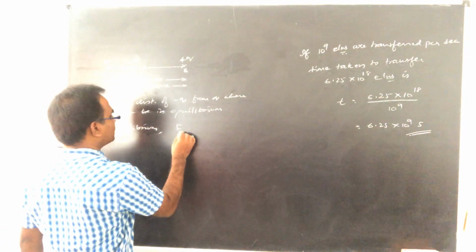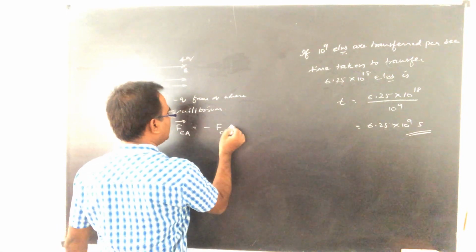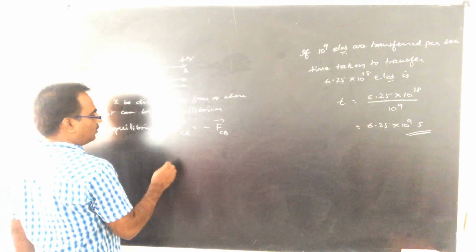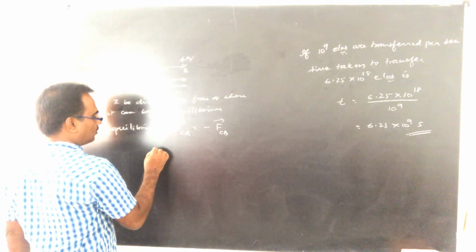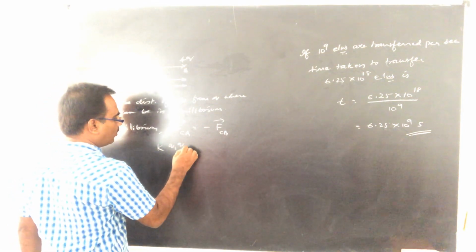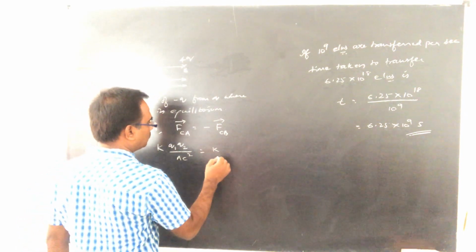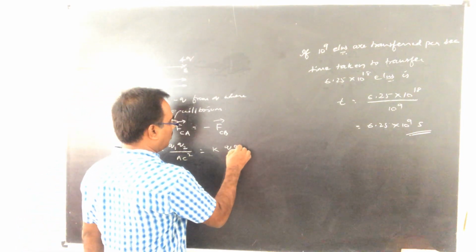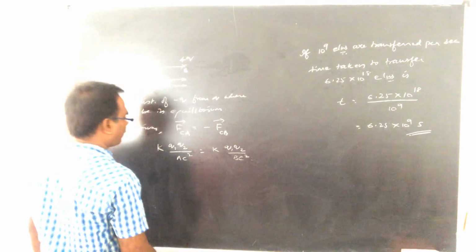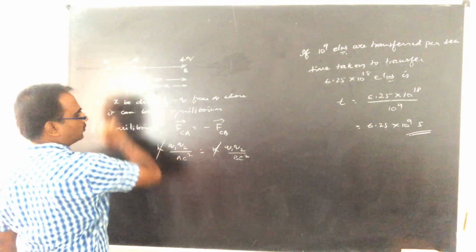Force on charge at C due to the charge at A should be equal to force on charge at C due to the charge at B. The condition here is K Q1 Q2 divided by AC square is equal to K Q1 Q2 divided by BC square. These common terms I am considering only the magnitude, because direction is opposite.